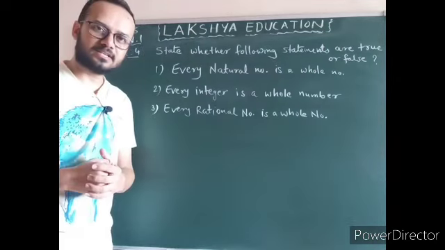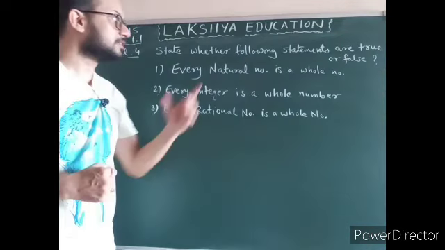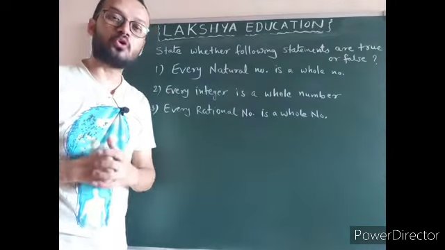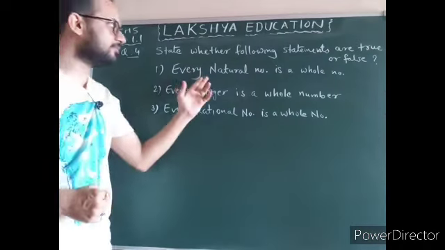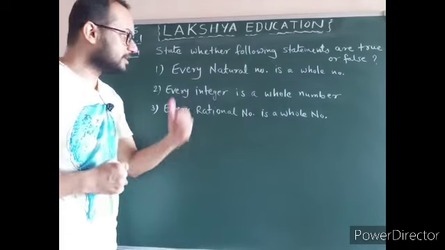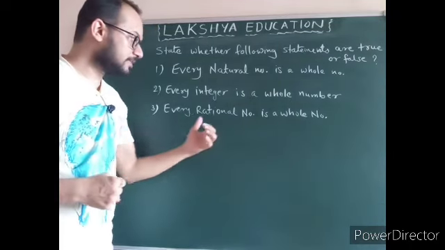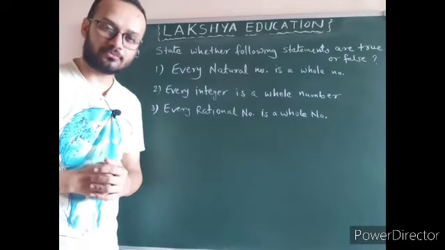There are some statements given and the question is we have to state whether the following statements are true or false with reason. Some of the statements are given here, like every natural number is a whole number. Is it true or false? Every integer is a whole number. Every rational number is a whole number. We have to say whether it is true or false.